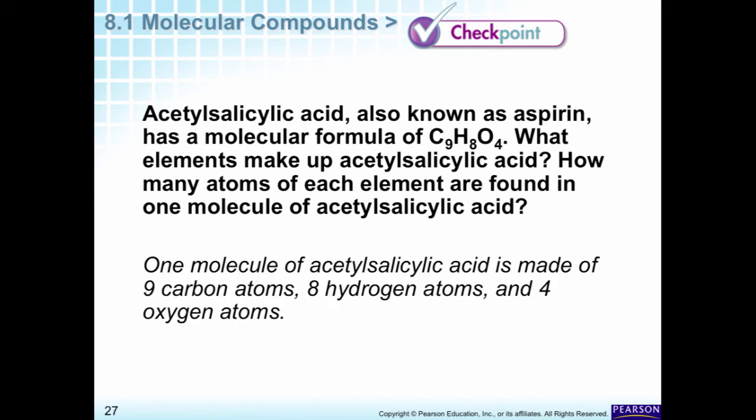All right, so if we look, we have 9 carbons, 8 hydrogens, and 4 oxygens. Okay, so we have 9 carbons, 8 hydrogens, and 4 oxygens. There you go. Guess I'll only make 1 question out of that.